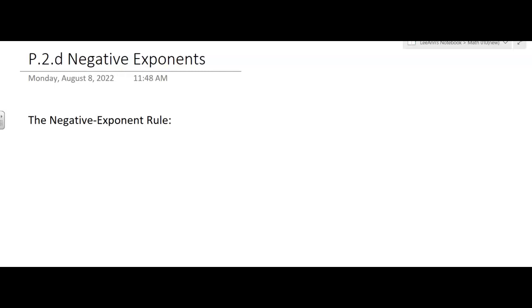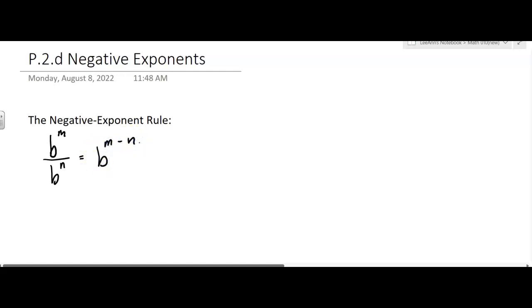So what if our exponents are negative? We're allowed to have negative exponents. Let's go back to our rule that we have for quotients. So when we have b to the m over b to the n, we said that's equal to b to the m minus n.